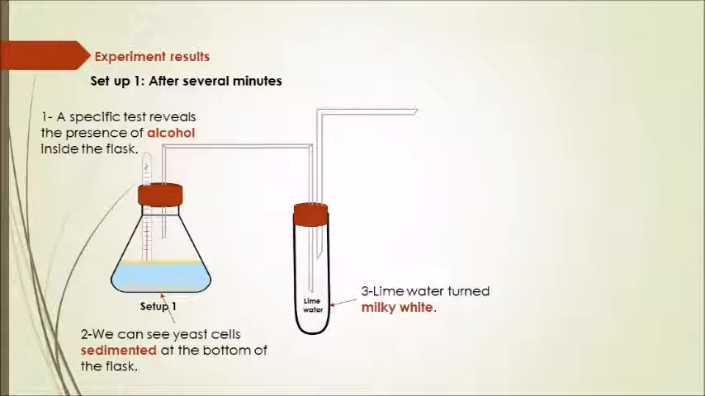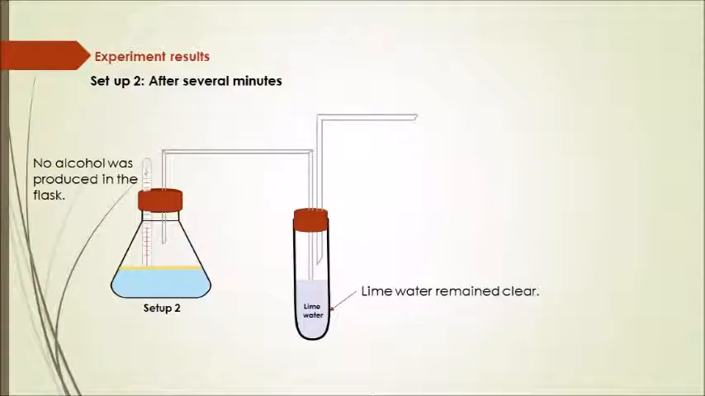Results of the experiment. After several minutes, a specific test reveals the presence of alcohol inside the flask. We can see yeast cells sedimented at the bottom of the flask. Lime water turned milky white. In setup 2, no alcohol was produced in the flask, and lime water remained clear. End of experiment.